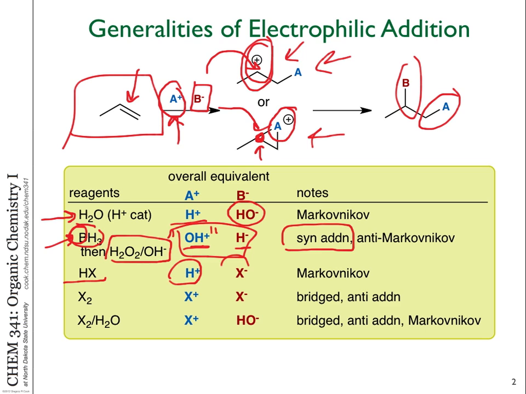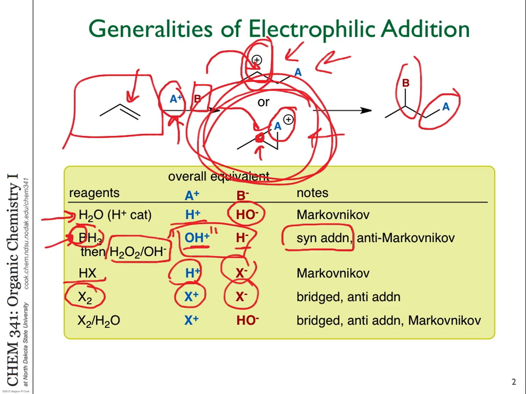HX, right, proton and a halide. You can have X2, could be Br2 or Cl2 or I2, in which case you have two halogens adding. And that goes through that bridged intermediate. And the important aspect of that is that because of the structure of that bridged intermediate, it prevents the second group from adding on the same side.